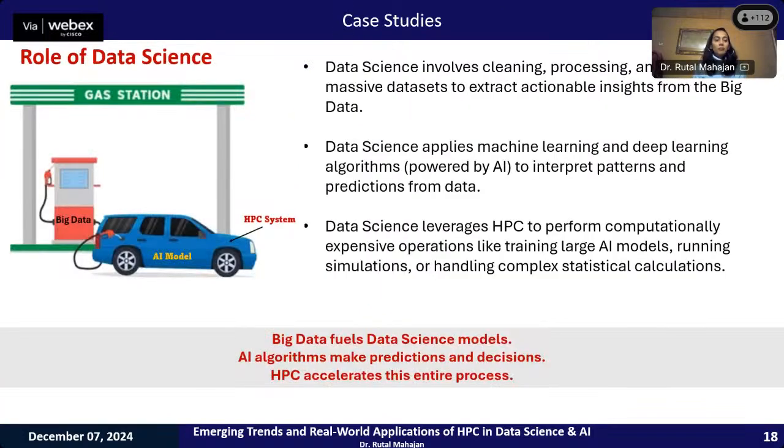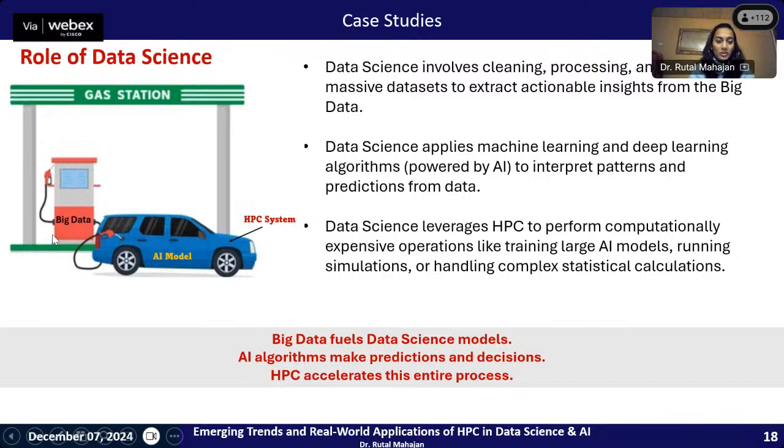Let's see what the role of data science is, then we will go to its different applications or case studies. I would come back to this slide, this picture once again. There's a gas station, and this is my car. Let's say it's an AI model. The engine of this car is the HPC system, and the fuel is the big data.